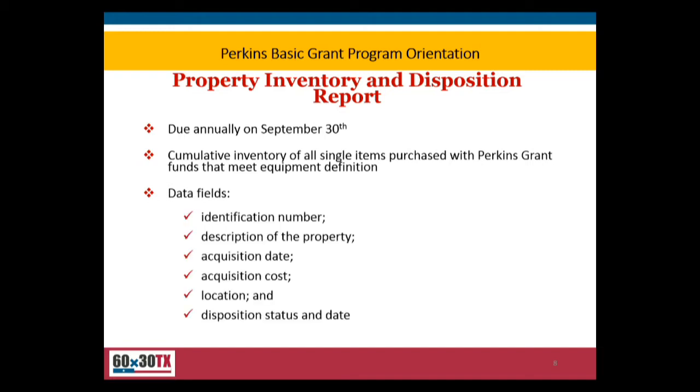And these include data fields such as the identification number, the description of the property, the date that it was acquired, the cost, the current location, and if applicable, the disposition status and the date. This is when you dispose of it, either you sold it or auctioned it or donated it, whatever you did when it reached the end of its useful life, what the disposition of that equipment was.